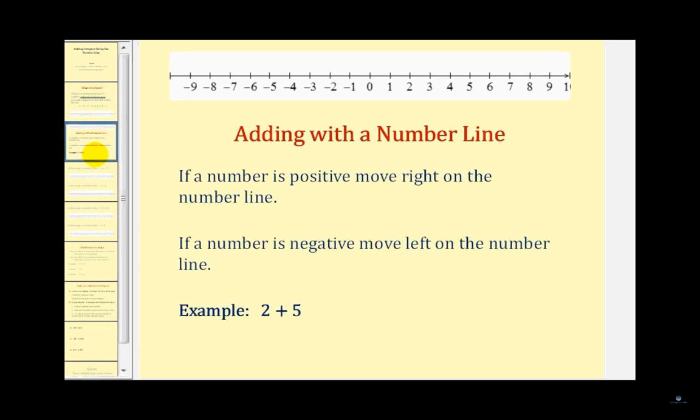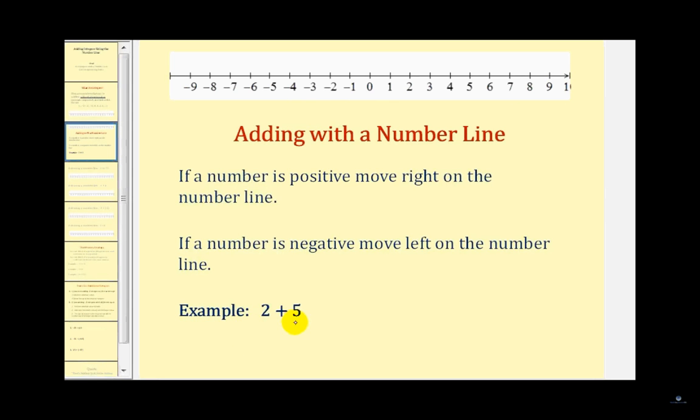In order to add integers using a number line, if a number is positive, we'll move to the right on the number line, and if a number is negative, we'll move left on the number line. And that should be pretty logical because the positive integers are on the right side of the number line, and the negative integers are on the left side of the number line.